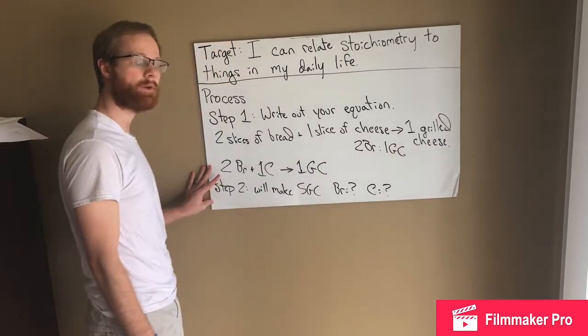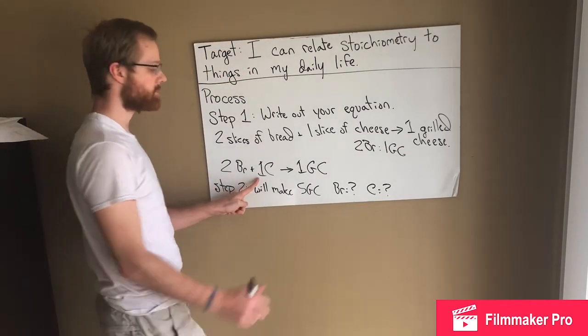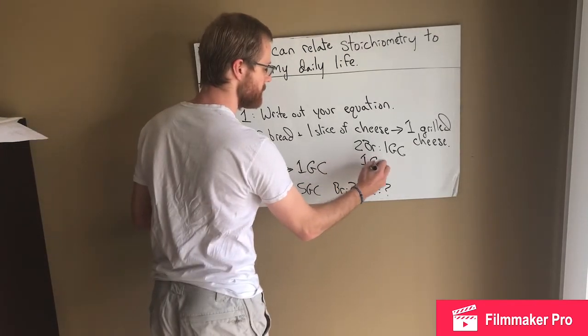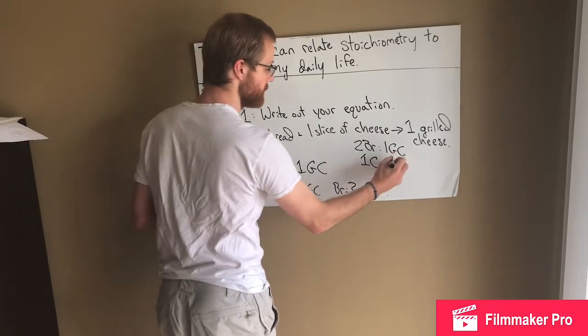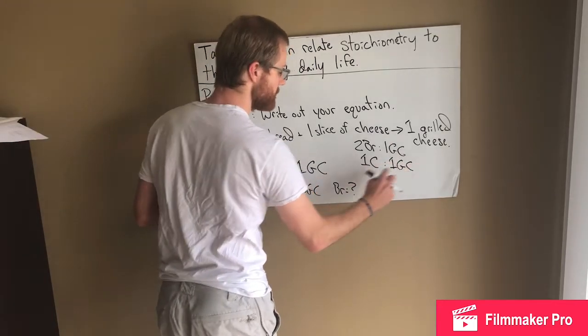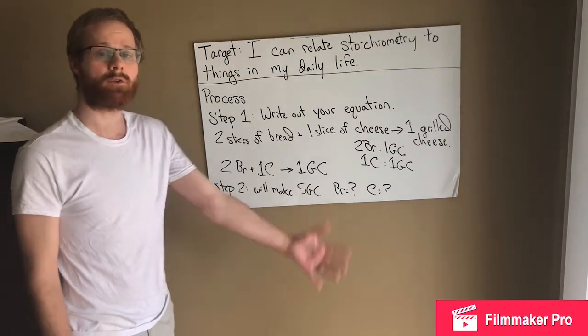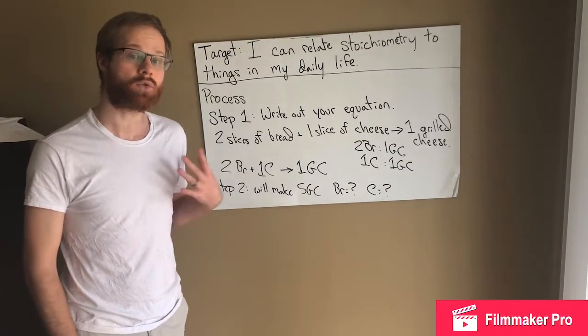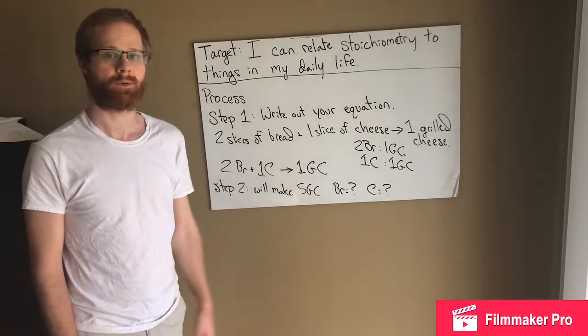That's a conversion factor. And I also know 1 slice of cheese is equivalent to 1 grilled cheese. I'll need 1 slice of cheese to make 1 grilled cheese. These are conversion factors. In stoichiometry, we would call these things mole ratios.